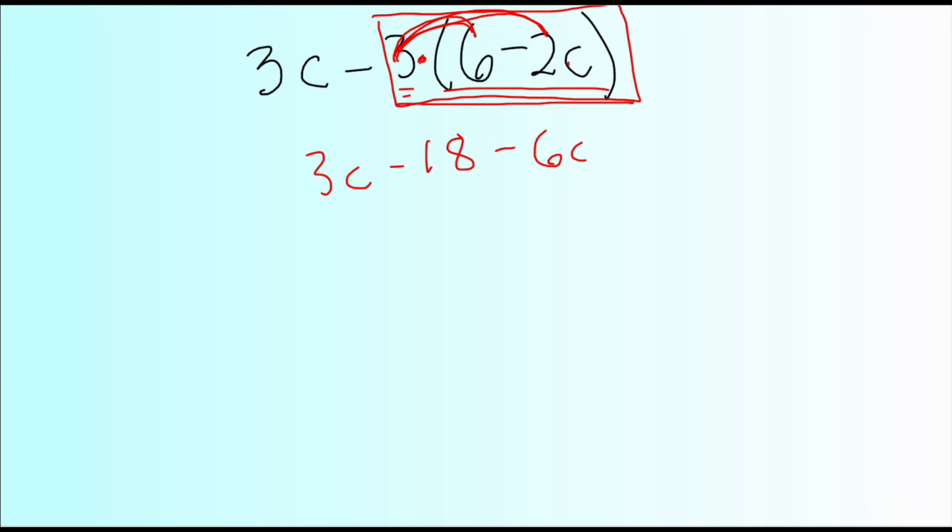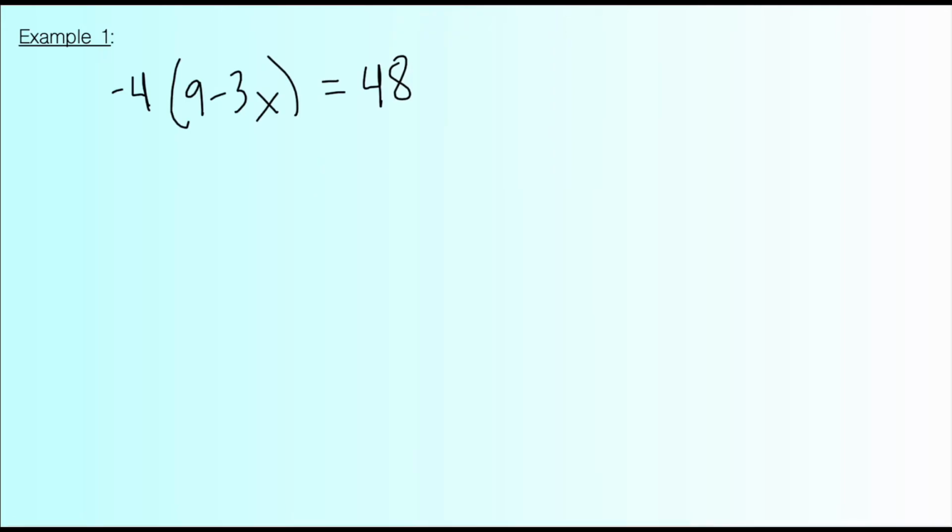So we're going to look at equations that have a little touch of distributive property in them. So here's our first example. We've got negative 4 times 9 minus 3x equals 48. So typically when you solve an equation, you use inverse operations. You go backwards through the normal order of operations. But in this scenario, I can simplify the left side of the equation slightly. I can distribute. That will get rid of the parentheses, and then I can go backwards through my order of operations.